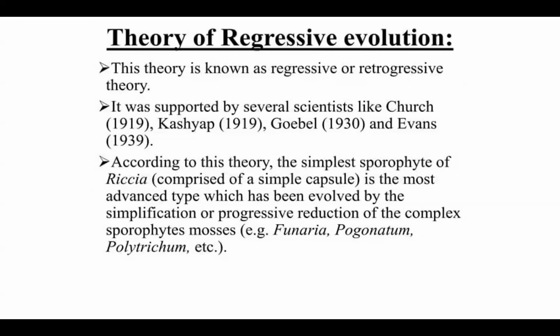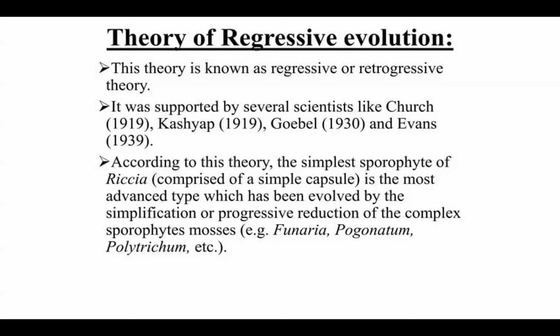Next one is the theory of regressive evolution. Progressive evolution means sterile tissue is increased and fertile tissue is reduced. Regressive evolution is also known as retrogressive evolution. This theory was supported by Church, Kashyap, Gobel, and Evans. According to this theory, the simplest form of Riccia is the most advanced type. Here, it is just the reverse way. Riccia is more evolved. These people are supporting that.